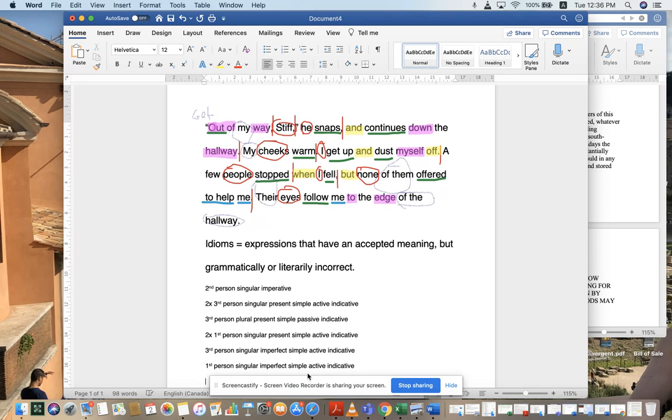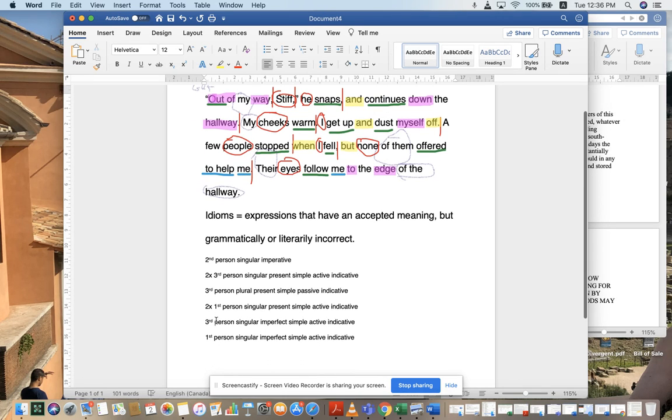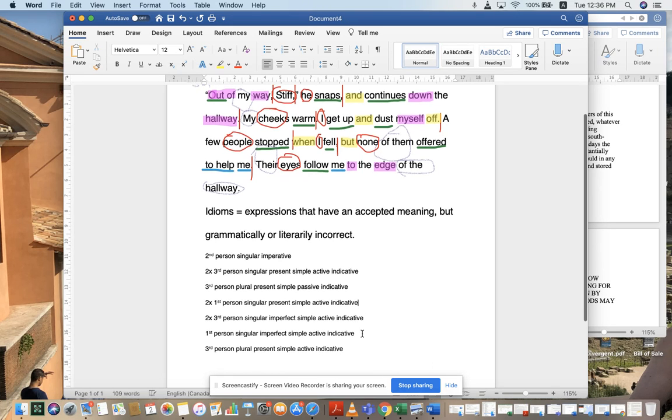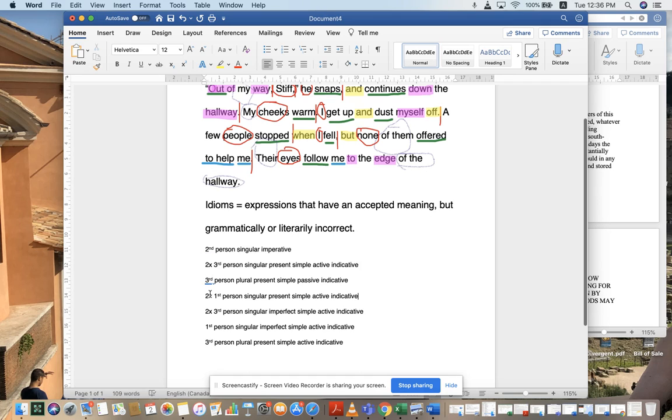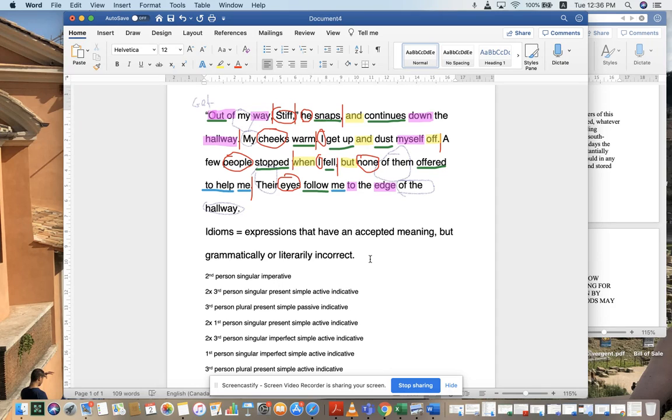Wow, we have a lot of verbs today. And none offered. None offered, in other words, again, third person singular, imperfect. To help is just an infinitive, no need to worry about that. And eyes follow me, so that's plural, third person plural, present, and it's active. Okay, so we can take this one and just turn the passive into active. And that's it. So we got 3, 4, 6, 8, 10 verbs, and what seemed to be a very, very short quote from the book Divergent.